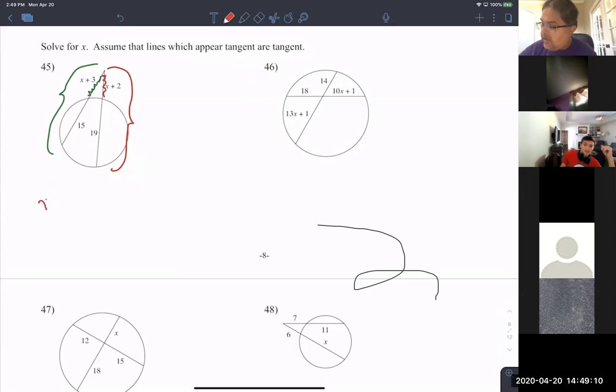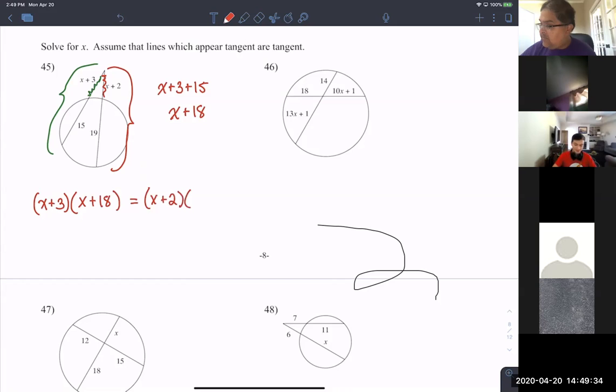So x plus 3 times the entire segment. Now the entire segment is x plus 3 plus 15, which makes this x plus 18. Equals x plus 2 times x plus 21. Now, the rest of it is just algebra. Pretty ugly algebra, but algebra nonetheless.